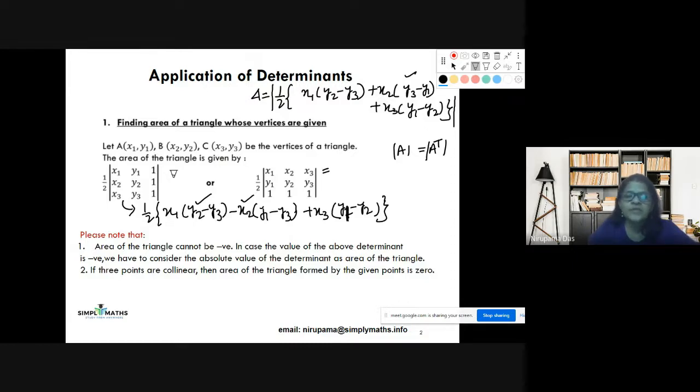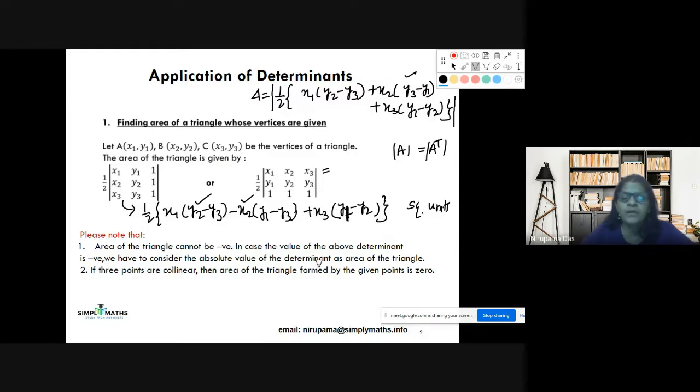And if the question says using determinants, find the area of the triangle, you have to use this. Then you can expand whatever result you are getting, that means square units. Here the area of the triangle cannot be negative. In case the value of the above determinant is negative, we have to consider the absolute value of the determinant, or you can say the mod of that.